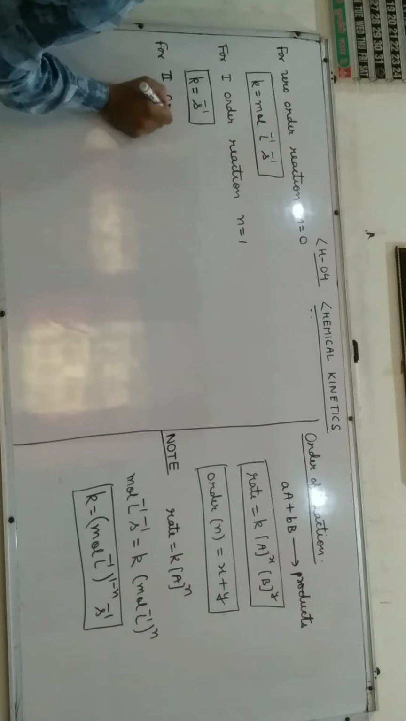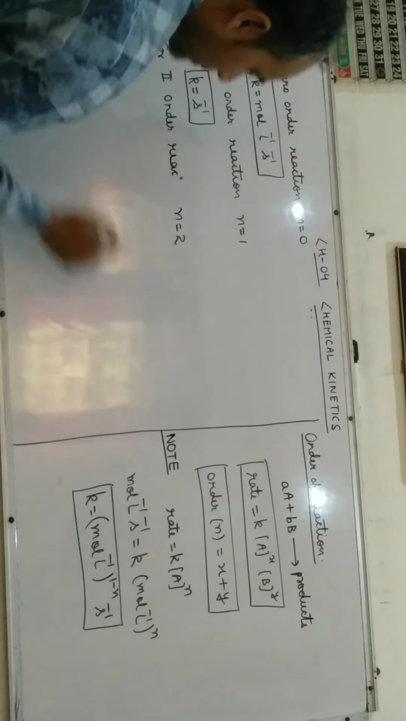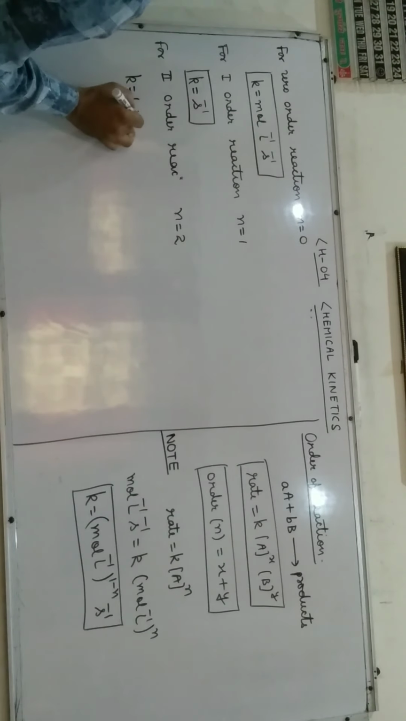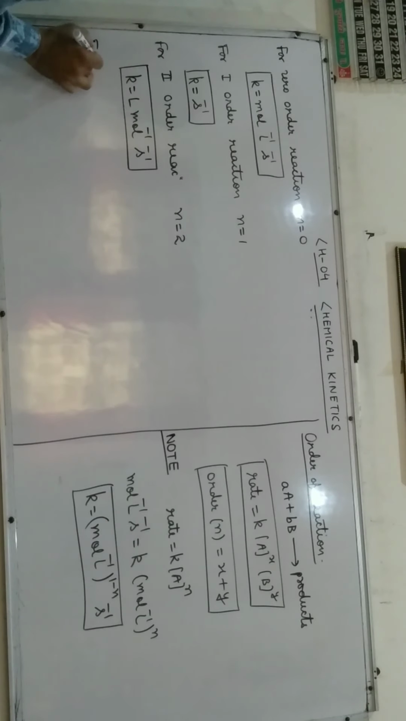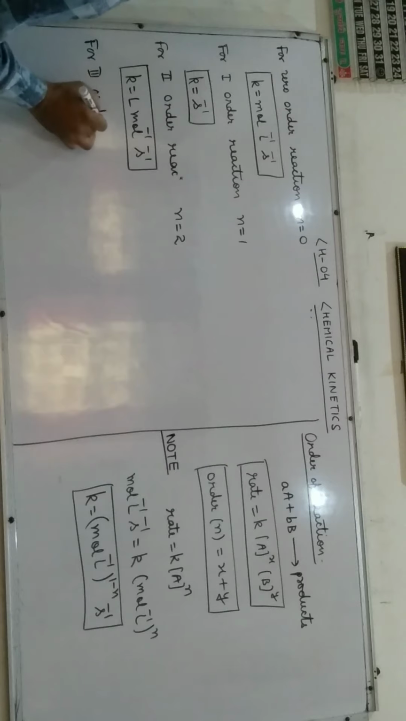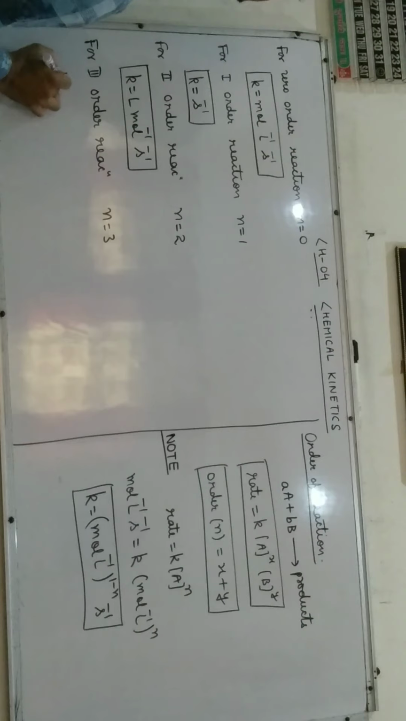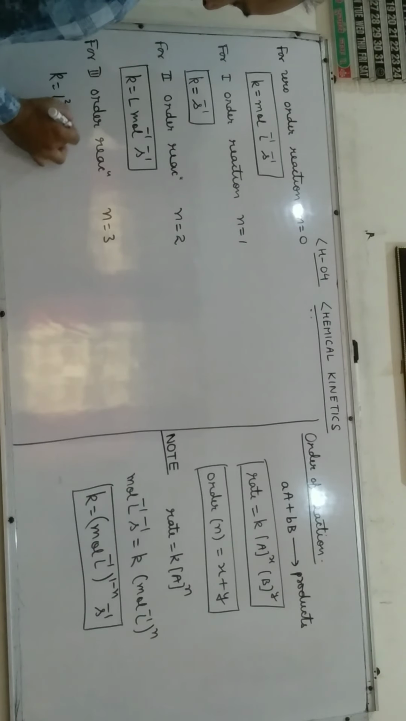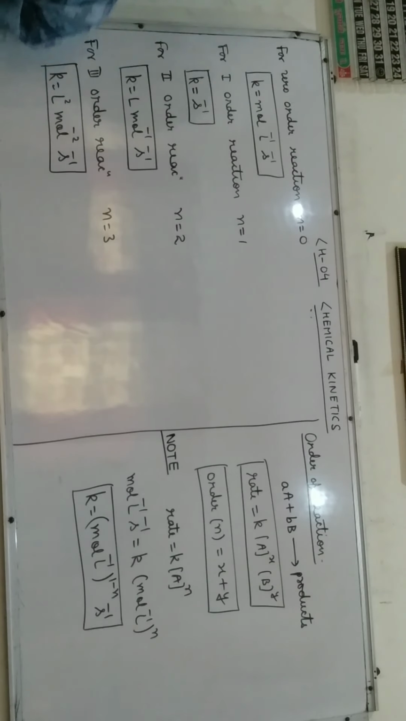For a second order reaction, we put n equal to 2 in this equation. We get k equal to liter per mole per second. For a third order reaction, we also calculate the unit of k, it is liter square mole raised to power minus 2 second inverse. So with the help of this expression, we can determine the unit of k for various order reactions.